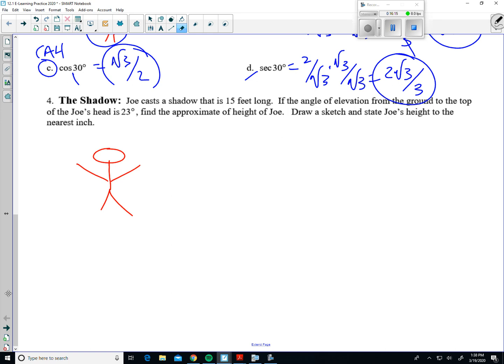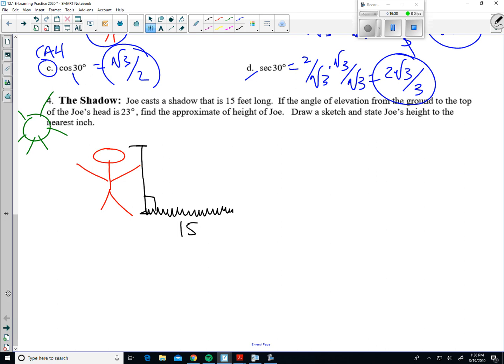So here we could say would be Joe's height. And now his shadow is being cast down to the ground. We got the beautiful sunshine shining up there and casting a shadow that is 15 feet long. Joe, of course, is standing perpendicular to the ground, standing straight up and down, so there's our right angle. If we wanted to complete that drawing and draw a right triangle right there, and hopefully angle of elevation would not be anything that bothers you there. The angle of elevation from the ground to the top of Joe's head is 23 degrees.